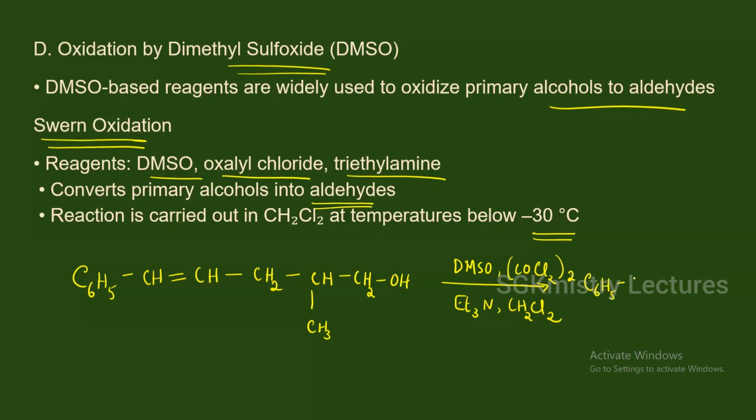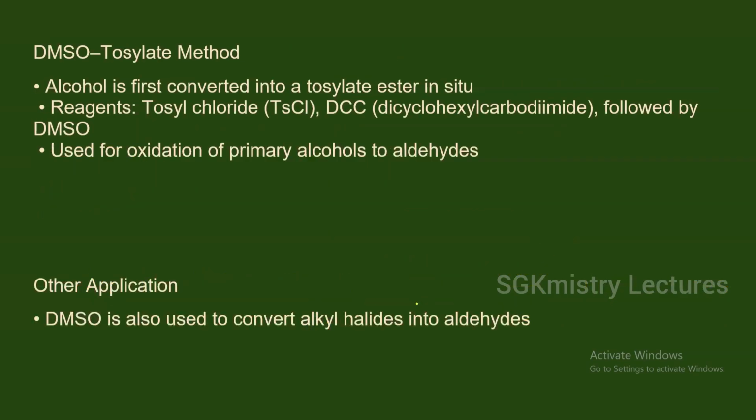So we have C6H5, CH double bond CH, CH2. Here we have CH. This CH2OH will be converted to CHO. I'll just show it here itself. This is CH3. So here, selective oxidation of the primary alcohol to the aldehyde takes place in the presence of any other sensitive groups such as double bonds or triple bonds. So only this selective oxidation of the primary alcohol to the aldehyde takes place in the presence of DMSO.